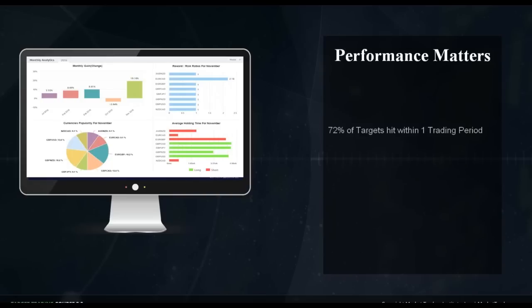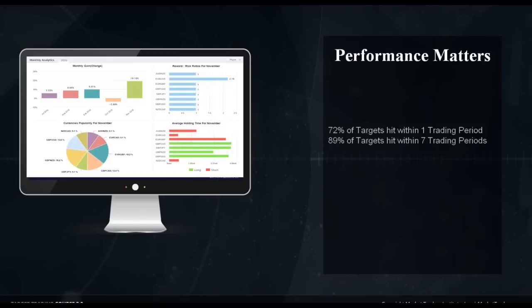For you scalpers, this is your experience. 72% of all targets are hit within 1 day. 72% of targets are hit within a period. So if you're scalping and you're using the 10-minute time frame, your target is being hit 72% of the time within 1 day.